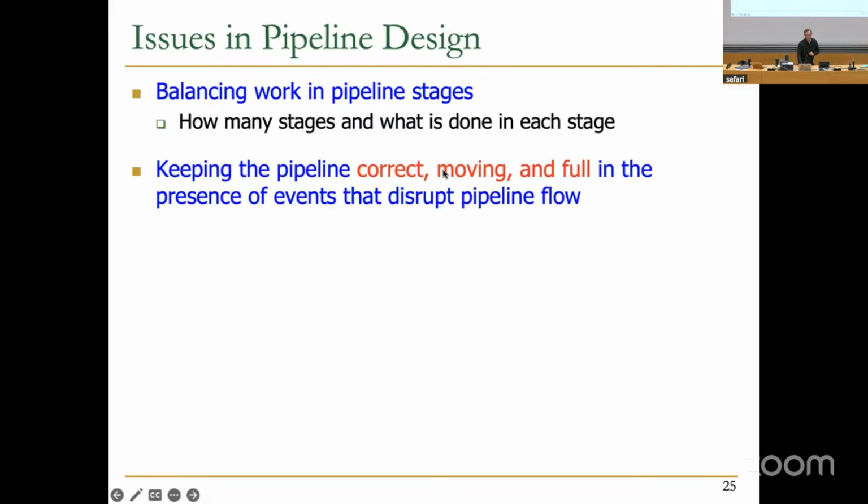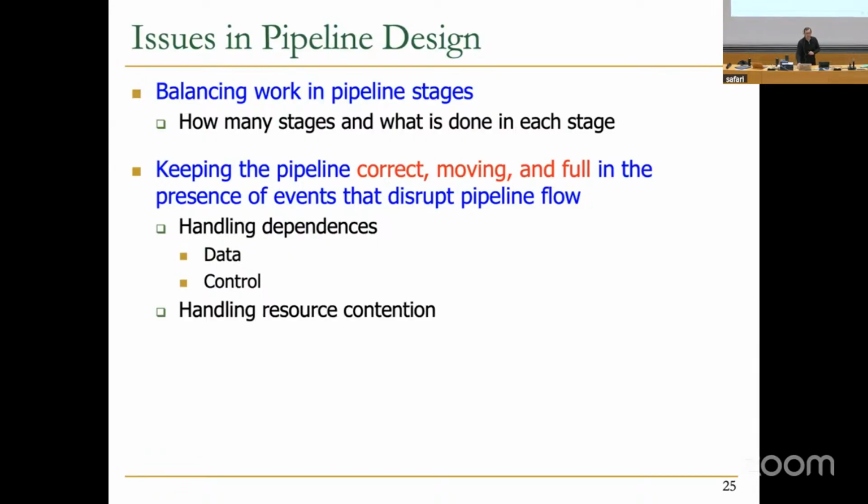So we want to keep the pipeline correct, moving, and full. And we want all of them, actually. These are actually, if you think about it, different things. But all of them together make the pipeline good, in the presence of events that disrupt the pipeline flow. So what are those events that disrupt the pipeline flow? Data and control dependencies. We're going to spend a lot of time on these. Resource contention. If two things need the same resource at the same time, what do you do?